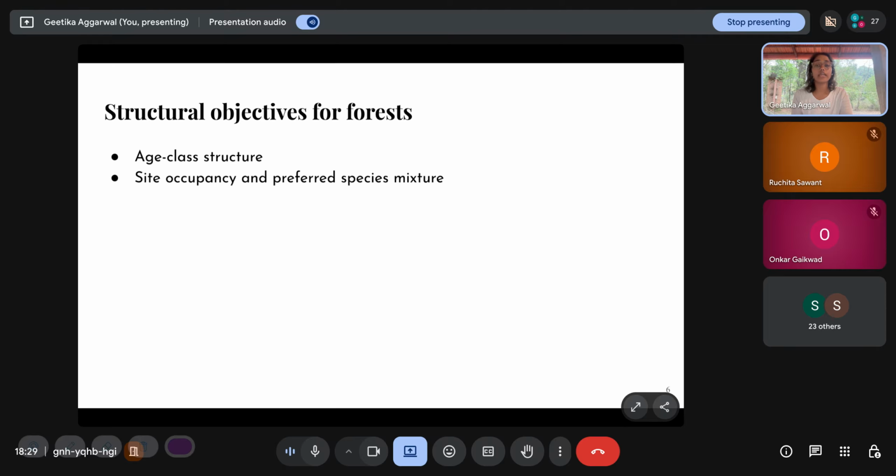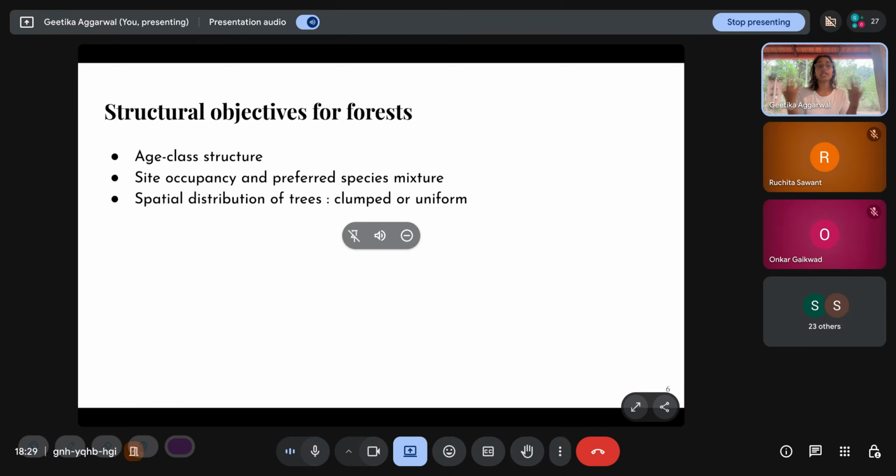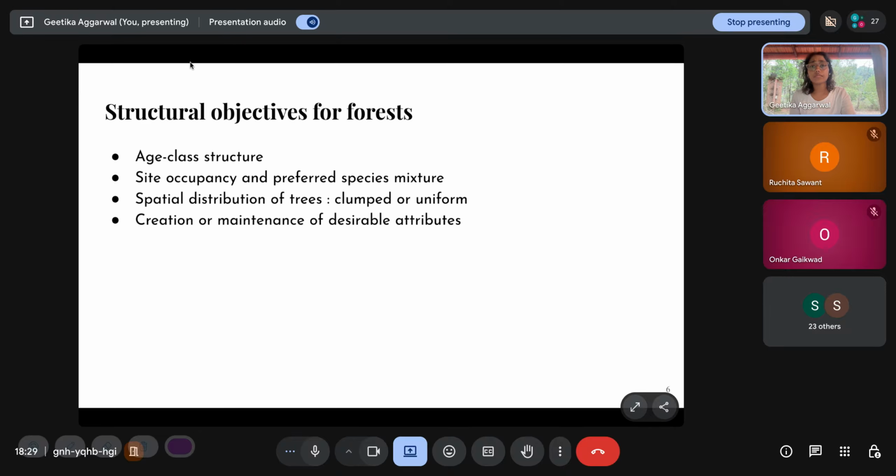How much of the area do I want occupied? Then there is a spatial distribution of trees. Do I want my trees to be clumped in the entire forest land, or do I want them to be uniformly distributed, equally spaced out in that land? Right? And then there could be something like creation and maintenance of desirable attributes.